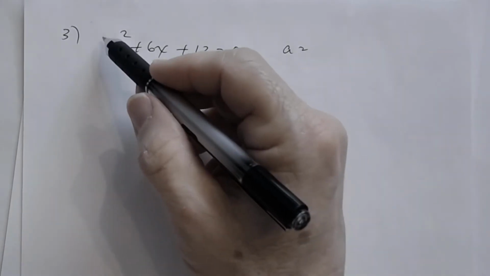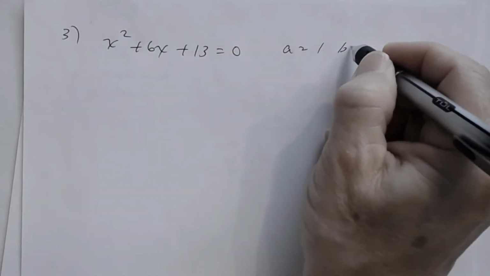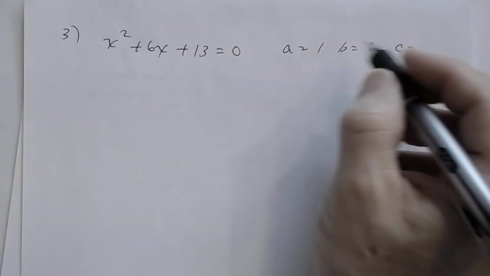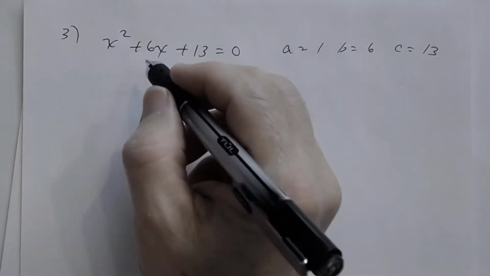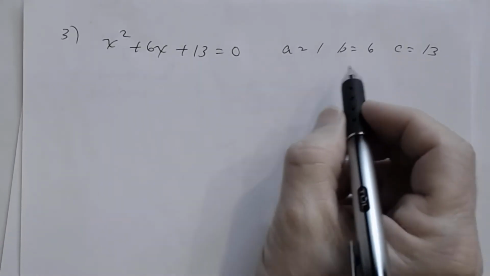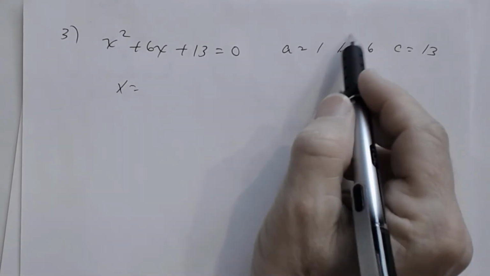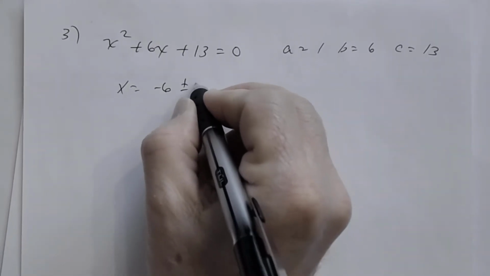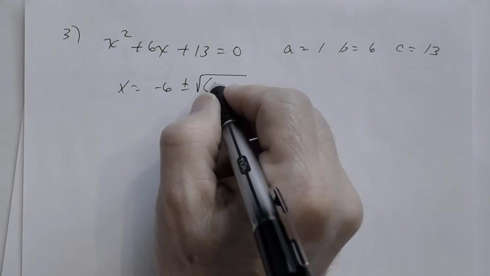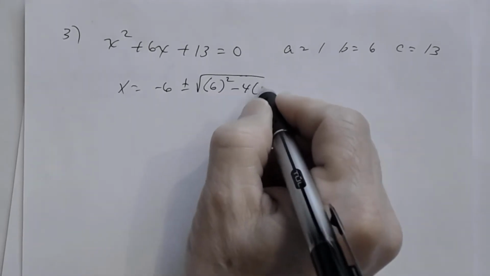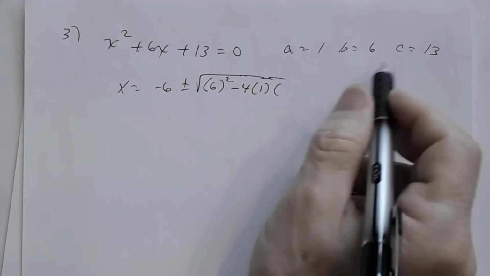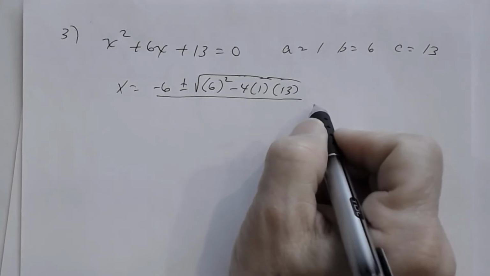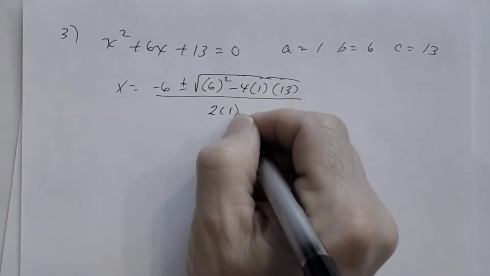A is going to be 1. That's the coefficient of x squared. B is the coefficient of x. That's a positive 6. And C is your constant. So that's 13. And so if I substitute all these values into the quadratic formula, I get x equal the opposite of b. So that's the opposite of 6, which is a negative 6. That goes here. Plus or minus the square root of b, in parentheses, 6 squared, minus 4 times a, which is 1, times c, which is 13. All of that is being divided by 2 times a, which is 1.